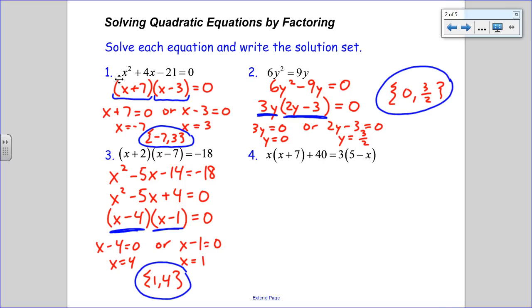Finally, let's look at example 4. Once again, we've got some work to do to put this equation into standard form before we begin our factoring process. So we'll use the distributive property. And then we will eliminate the terms from the right-hand side of the equation by adding 3x to both sides and subtracting 15 from both sides.